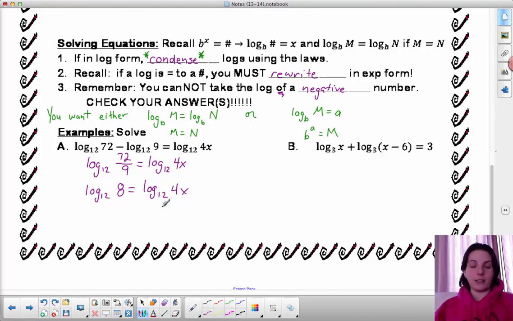Now the moment you get here, when you have a log equal to a log, we can go back to what we were doing the other night, where you say, if these two bases are the same, then these two answers are also the same. So we can ignore or eliminate the log word and just say that 8 is equal to 4x, which makes x equal to 2.